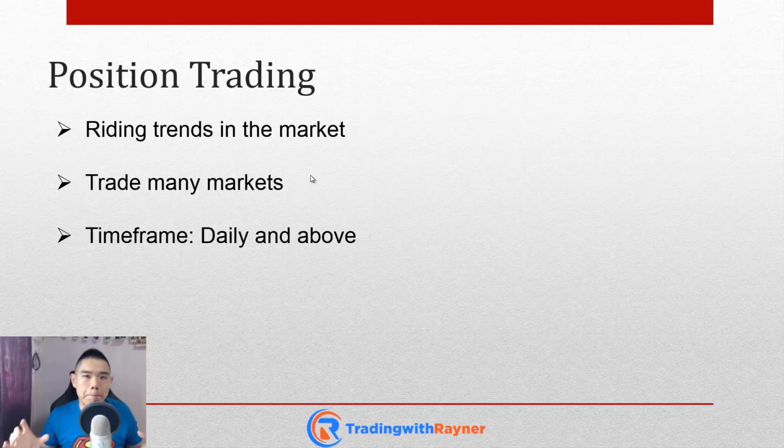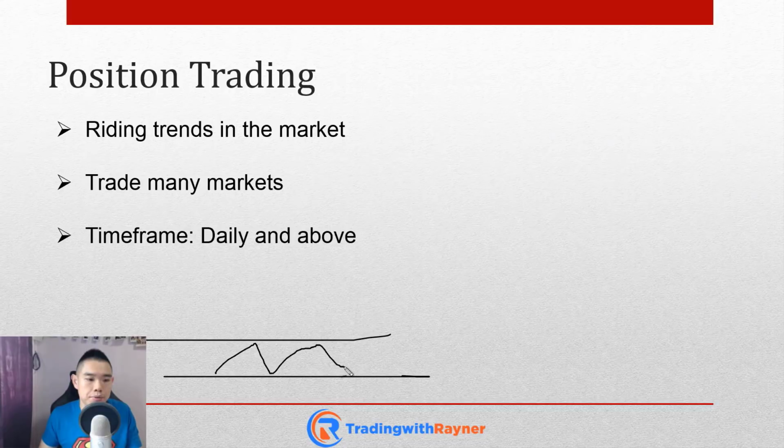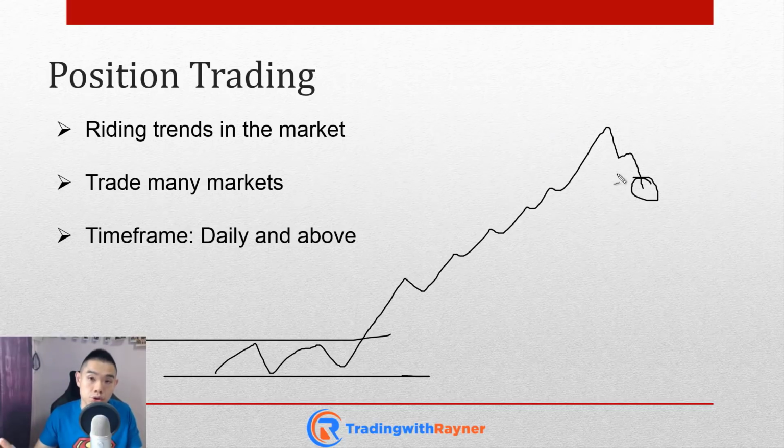Moving on to position trading. What is position trading? You can think of it as trend following, basically riding trends in the market. Just an example: let's say the market is in a range, then it breaks out and trends, then it reverses. You exit somewhere here after the market shows signs of reversal, when it has hit your trailing stop loss. So this is what position trading is all about.